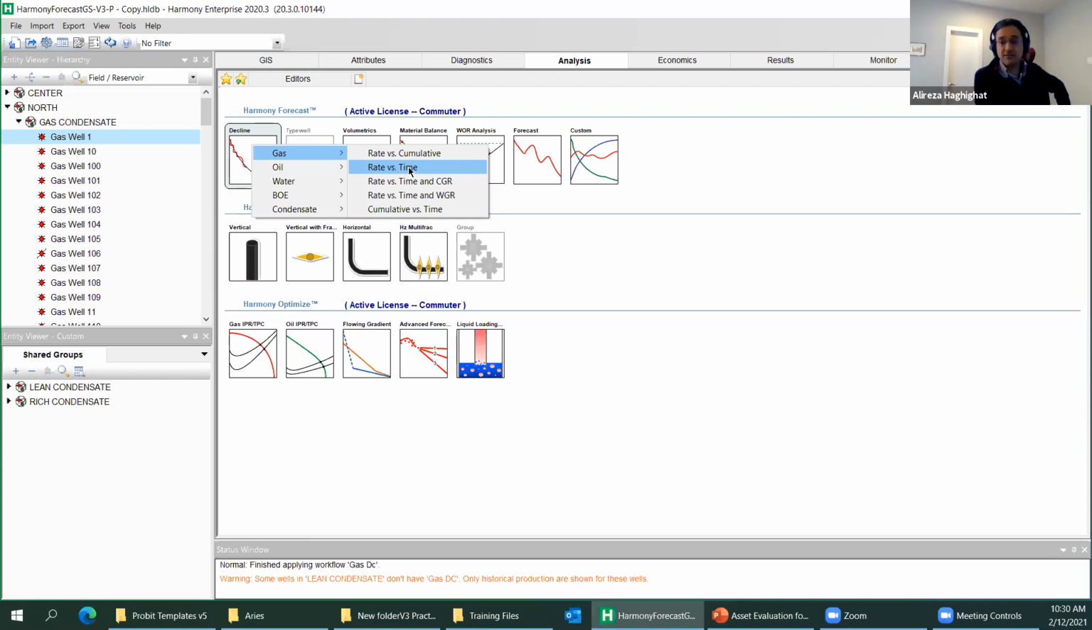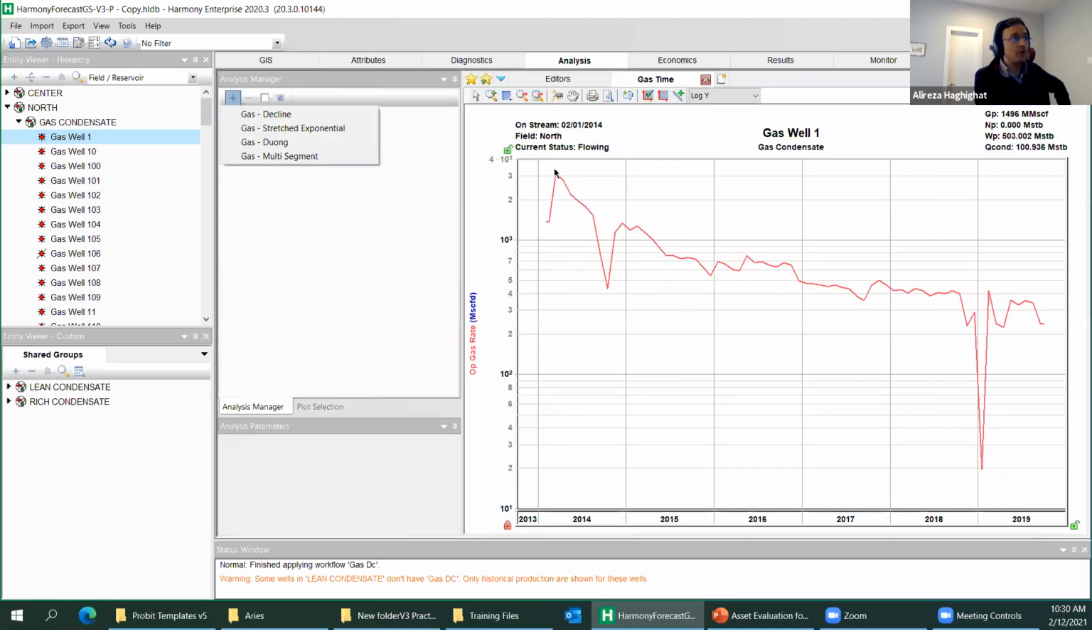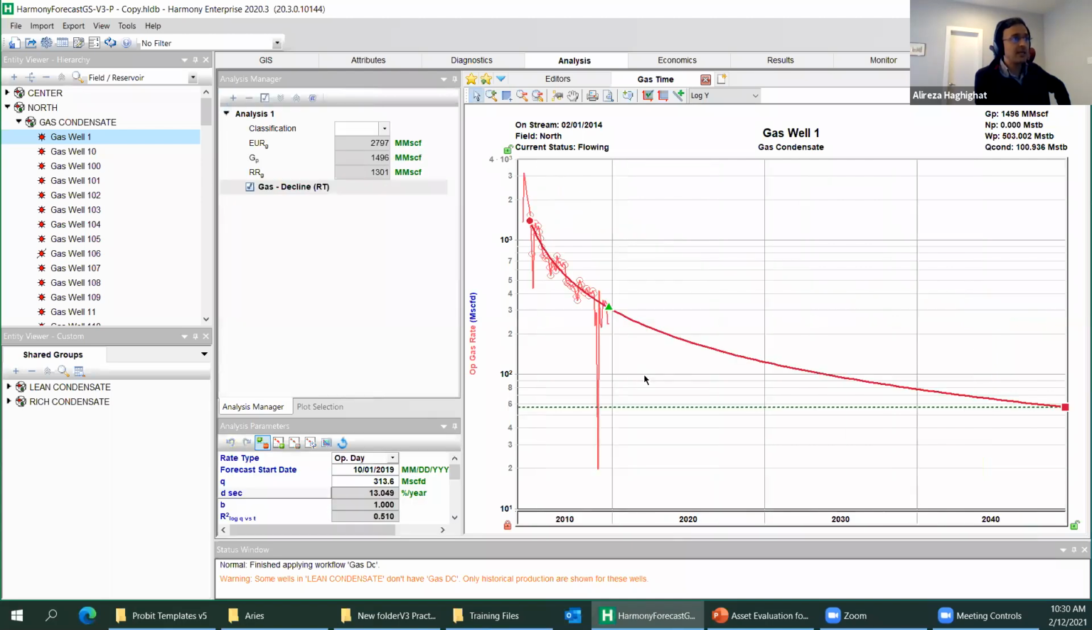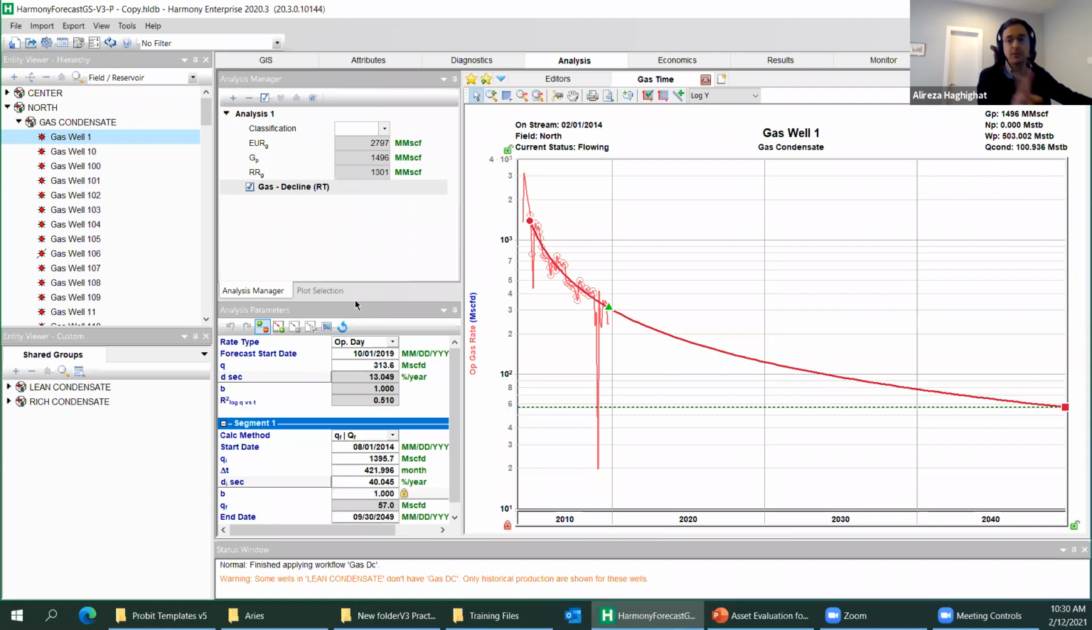So we select rate versus time. And now you are looking at production rate versus time. And what we can do, we can create a decline curve analysis for these wells. So you remember what we talked about? We talked about two parameters, initial decline and B value. What we can do in this table, we can have access to those parameters.